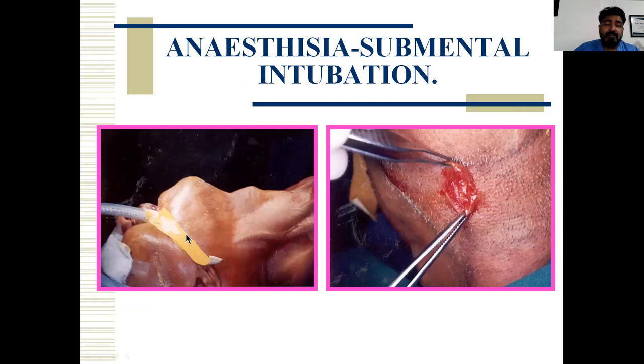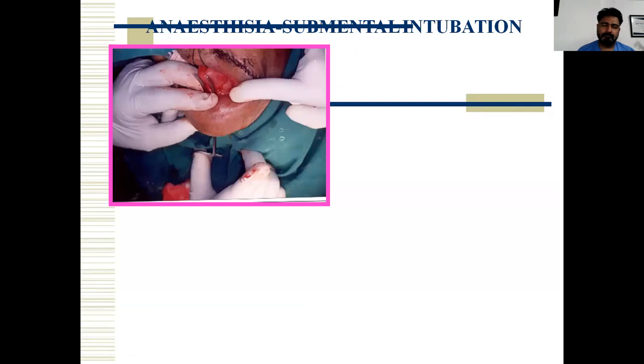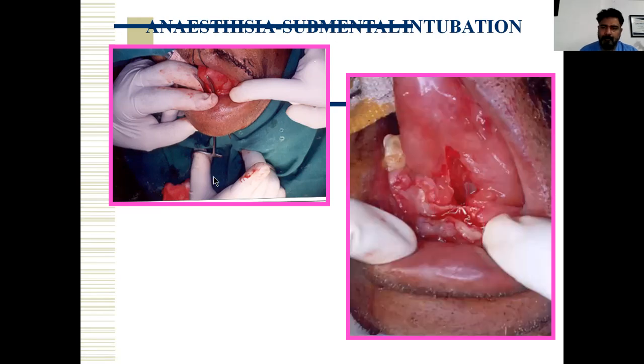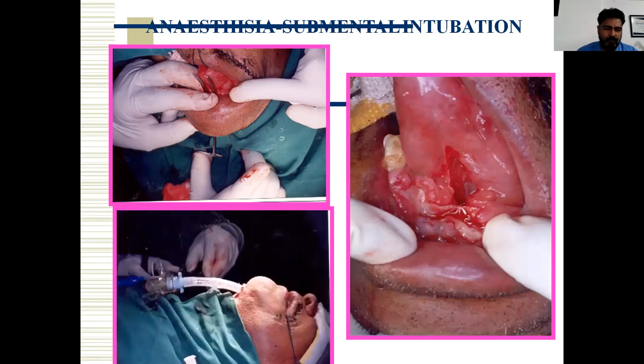And for fractures, we sometimes get a nasal intubation, and sometimes when both maxilla and mandible are involved, we have to go with the submental intubation. In submental intubation, from below the mandible, you have to keep this, and then the tube is passed from here to here. So this is submental intubation.